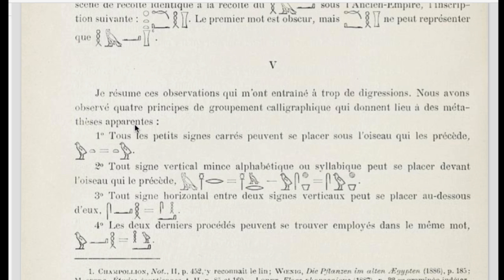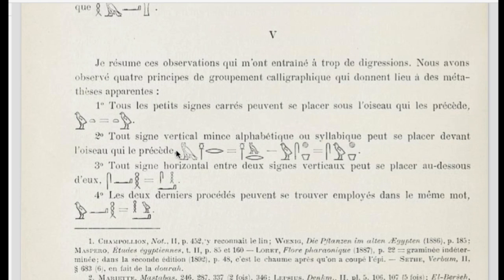Metathesis apparentis. Number one, he says, all the small square signs can be placed under the bird which precedes them. And then he gives an example. Wet can be written as two. Graphic transposition. You wouldn't pronounce it this way. You still pronounce it wet.